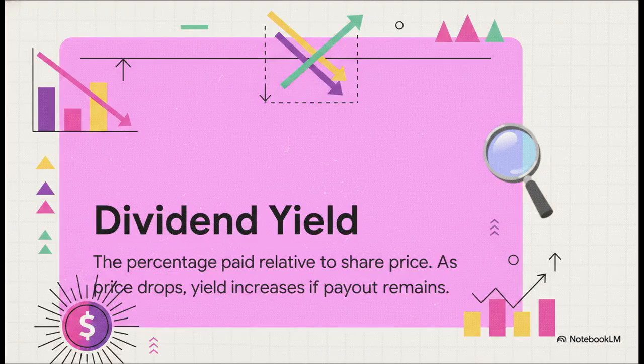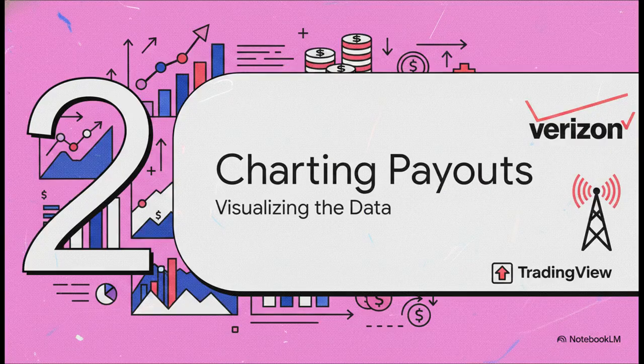Building on that, we have the dividend yield, and you absolutely need to grasp this one. The dividend yield is the percentage you're being paid relative to what the share currently costs. And here is where a really crucial inverse relationship kicks in. If a company's share price drops, but they keep paying the exact same amount of cash out, your percentage yield actually goes up. Moving on to Section 2, charting dividend payouts.